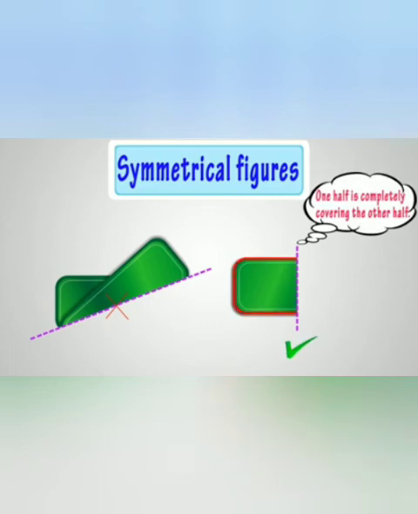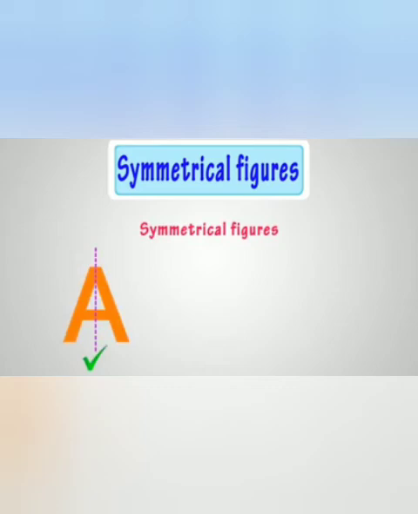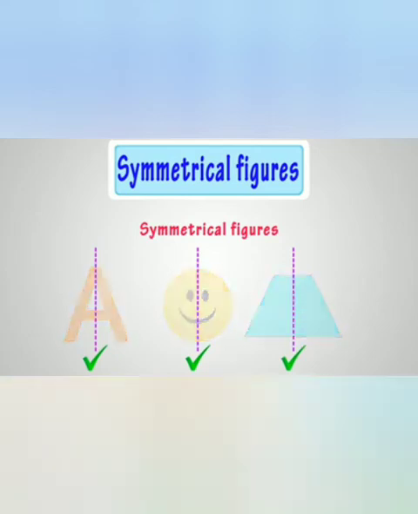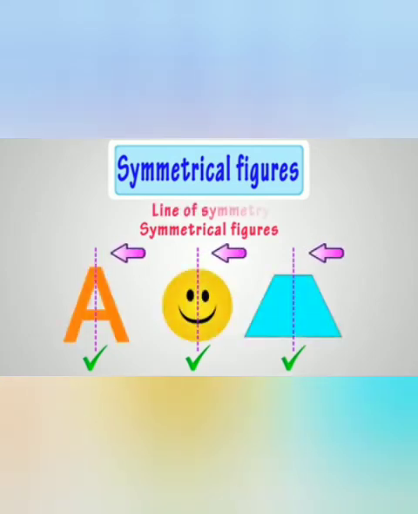One half is completely covering the other half. Some examples are a smiley and a trapezium. These are the examples of symmetrical figures. The line which divides the two halves is known as line of symmetry.